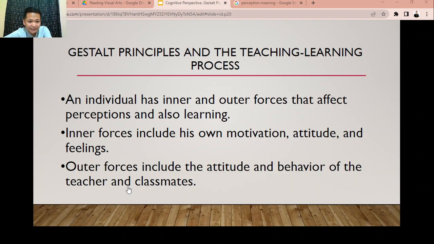Pero bakit iba-iba tayo ng pagkakaintindi? We perceive it, yes, from our senses, but when we get the meaning, the information that we get from the material presented, bakit nagkakaroon tayo ng iba't ibang ideas? Okay? Nagkakaroon tayo ng iba't ibang insights. It's because it's affected by inner and outer forces. Okay? Our attitude, our feelings may affect the way we perceive things.